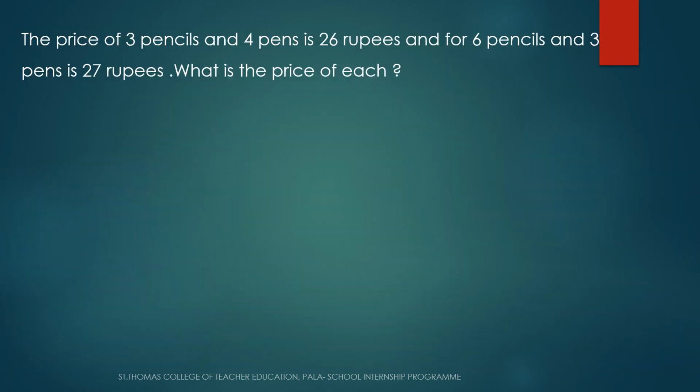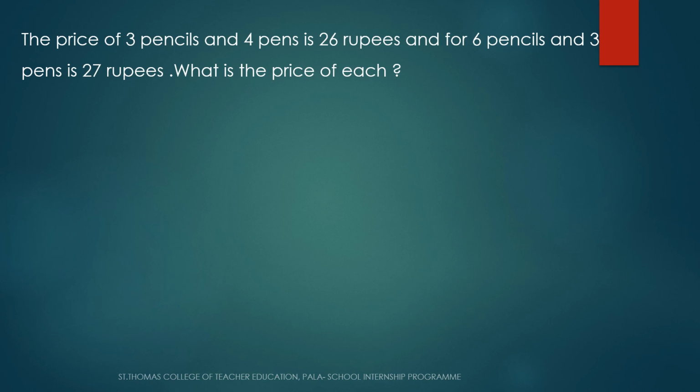Read the question. The price of 3 pencils and 4 pens is 26 rupees. And for 6 pencils and 3 pens is 27 rupees. What is the price of each? All of you read the question once again and try to connect it with the problems that we have done in the previous class and tell me what you are going to do first.